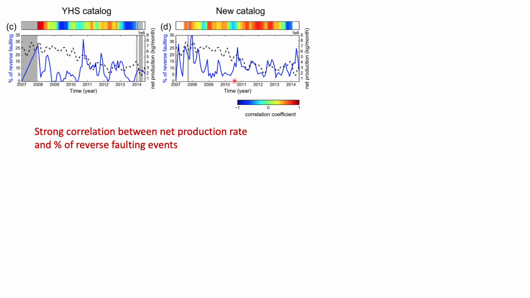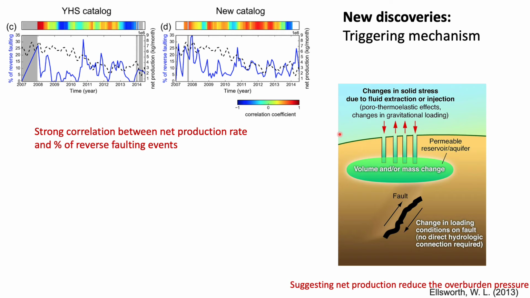The new catalog shows a strong correlation between net production rates and the percentage of reverse faulting events, which might suggest that the reverse faulting events are mainly due to the change of overburden pressure caused by the change of the net production rate.